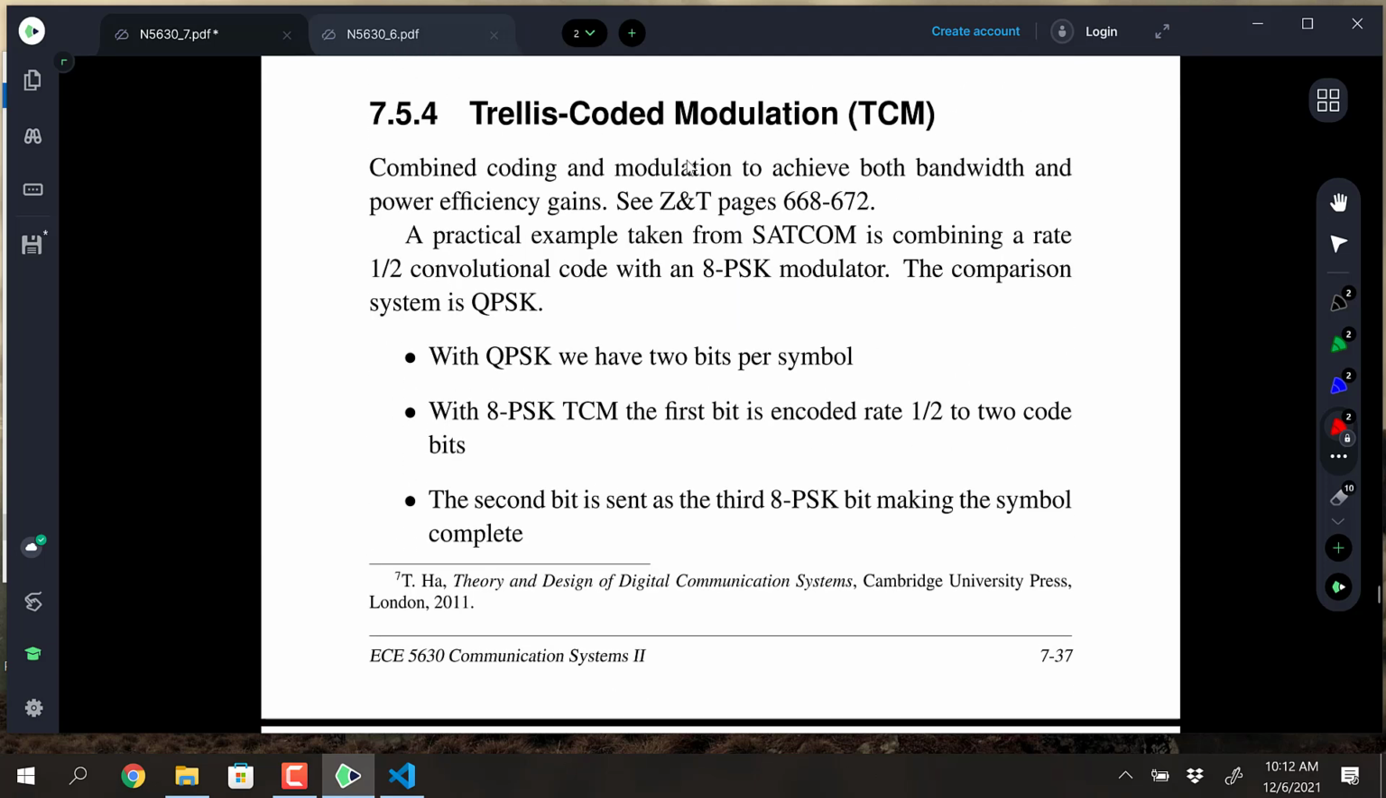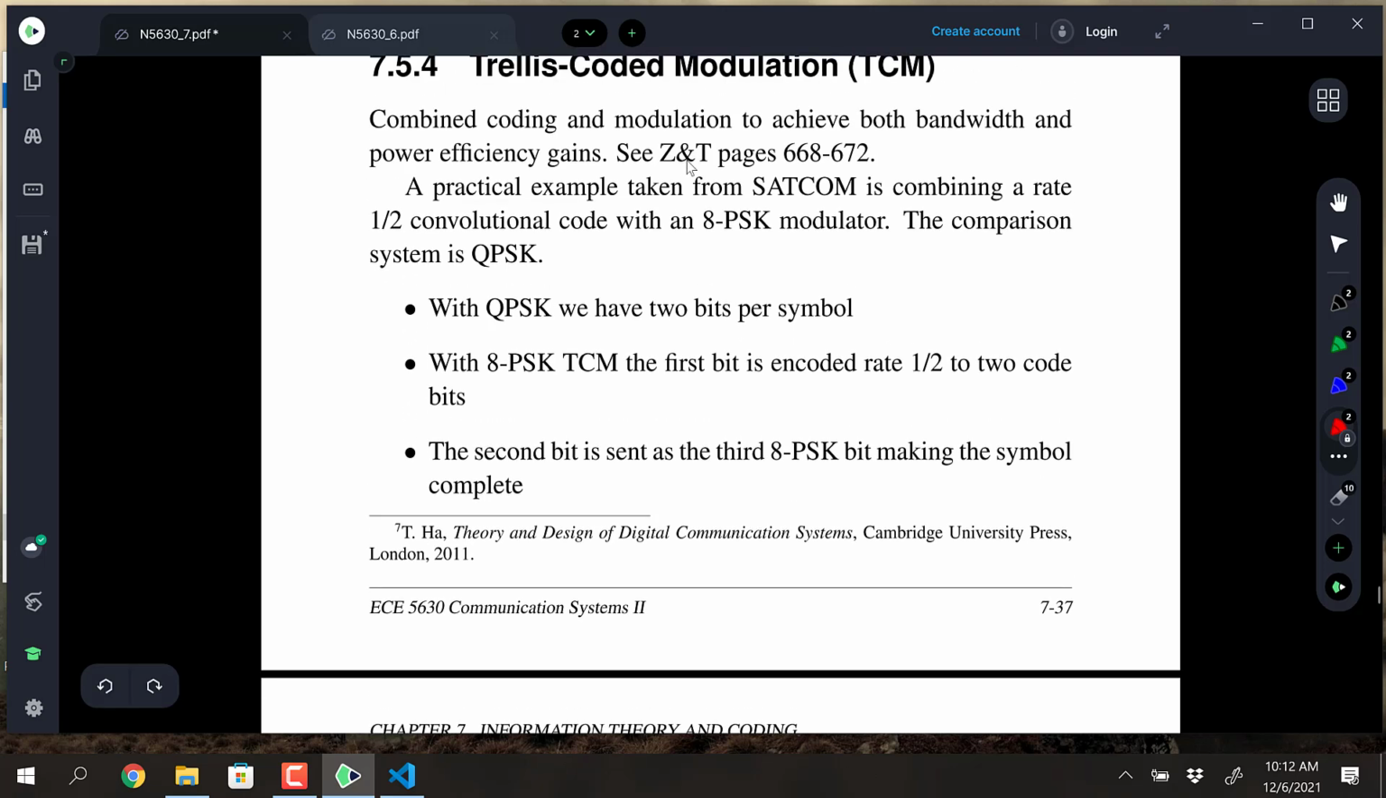So something that was around, though, when I did my dissertation was trellis-coded modulation, and it's an example of combined coding and modulation to achieve bandwidth and power efficiency. And this is talked about in the book. It's in a SATCOM standard, and I actually got to work on implementing one of these on one of my subcontracts when I was working for a company, Emergent, here in Colorado Springs. And the scheme I was working on was rate 1/2 convolutional code combined with an APSK modulator.